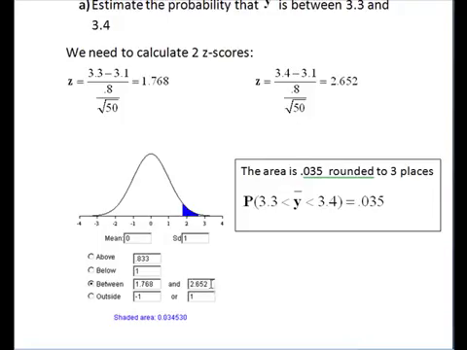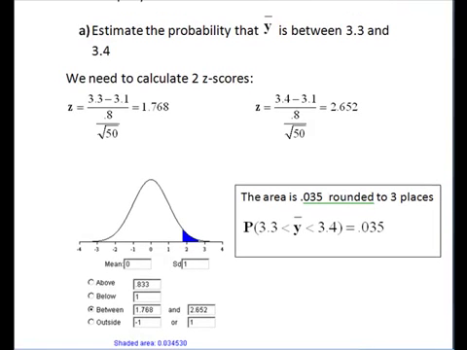We're going to use the standard online calculator. We're going to check off between, and the reported shaded area rounded to 3 places is 0.035. So there's about a 3.5% chance that the average CO emission of these 50 cars is between 3.3 and 3.4.